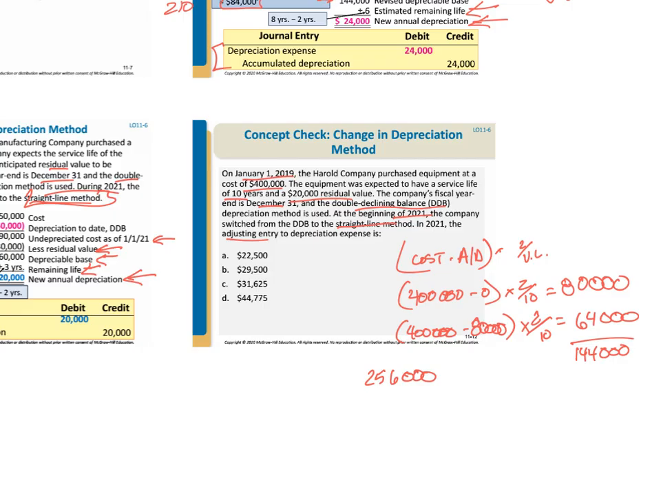So we'll take 256 and we'll minus our residual value, which they have as 20,000. So back this out. This gives us 236 as our depreciable base, and we'll divide that by the remaining useful life. We started out with 10 years. We've recorded 2 years. So this gives us 8 years remaining. And this calculates then to be $29,500. And this becomes our depreciation expense for the current year and those years going forward.